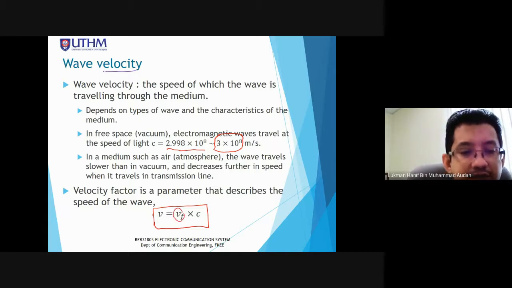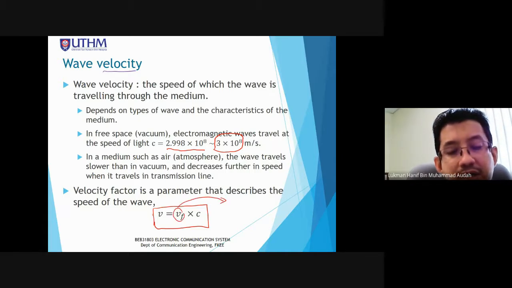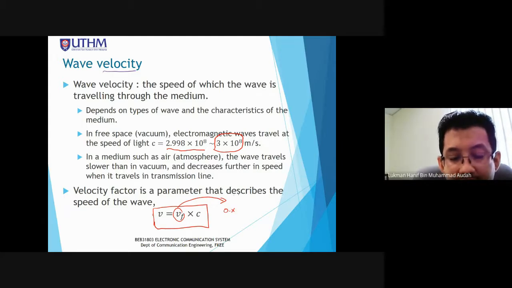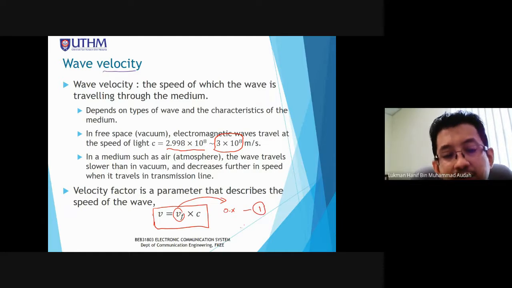VF is a velocity factor yang mana dia bergantung kepada jenis medium. Sama ada medium itu udara, vacuum, air dan sebagainya, dia punya VF adalah berbeza. Nilainya adalah antara 0.x sampai 0. something sehinggalah maksimum adalah 1. Okay, kalau 1 bermakna gelombang itu bergerak sama dengan kelajuan cahaya. Kalau 1 itu hanya berlaku dalam vacuum.